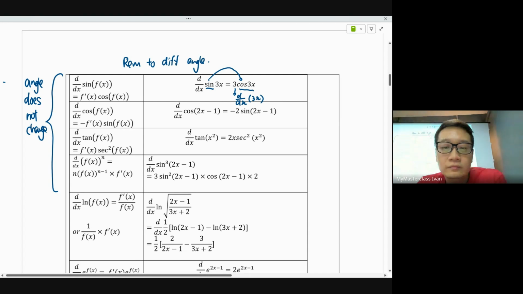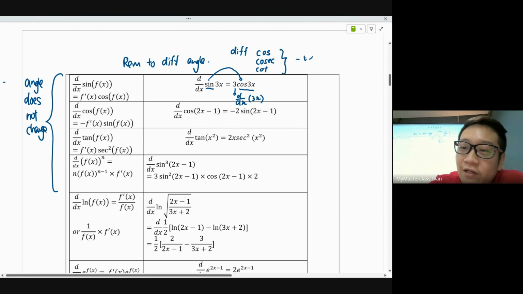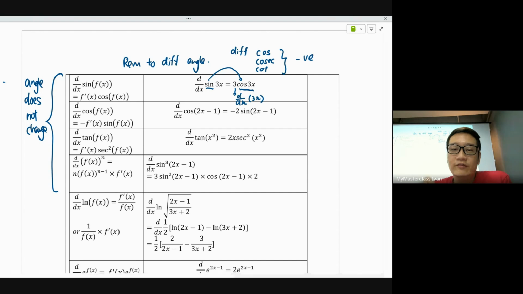Okay, and when you differentiate anything with cosine, cosecant, cotangent, it will always give you a negative. Differentiate sine 3x, 3 cosine 3x. Differentiate cosine, negative sine. Where does the 2 come from, Jonathan? Differentiate the angle. Understand?